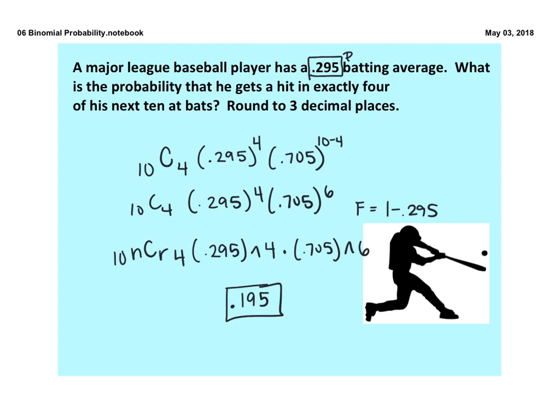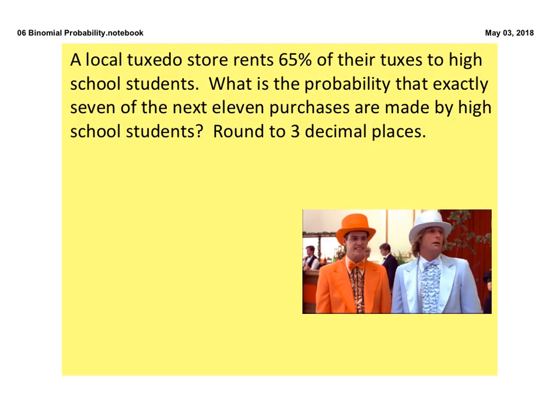Let's try another one. A local tuxedo store rents 65% of their tuxes to high school students. What is the probability that exactly 7 of the next 11 purchases are made by high school students? So this looks like the probability of success. And so to start it off, I'm going to say there's 11 people that we're looking at. We want to choose any 7 out of that to be high school students. We don't care the order. That's why we're using combination.